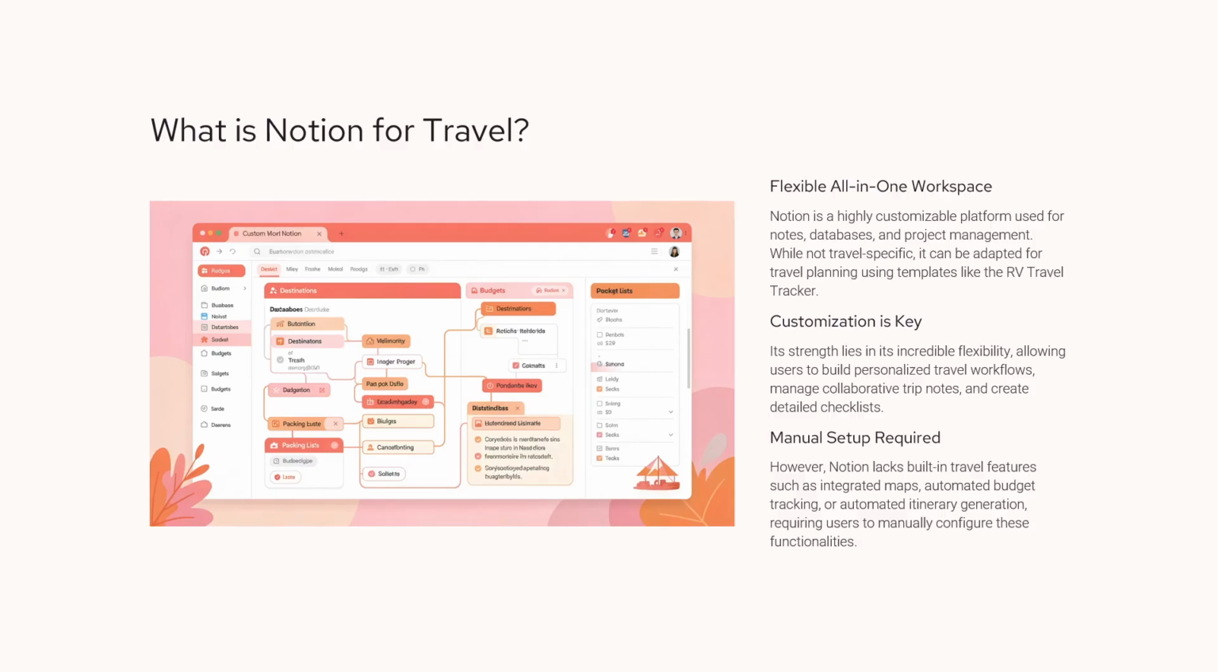What is Notion for travel? A flexible all-in-one workspace. Notion is a highly customizable platform used for notes, databases, and project management, while not being travel specific. Customization is key. Its strength lies in incredible flexibility, allowing users to build personalized travel workflows. However, manual setup is required. Notion lacks built-in travel features such as integrated maps, automated budgeting, and tracking. So yeah, there you go.